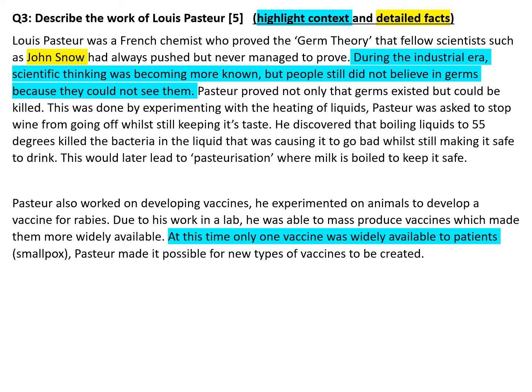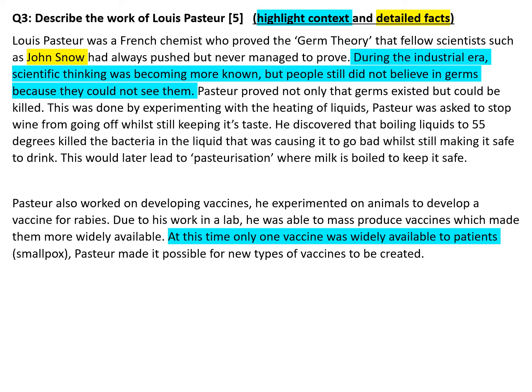Louis Pasteur was a French chemist who proved the germ theory that fellow scientists such as John Snow had always pushed but never managed to prove. Actually, all of that could be context if you're being really picky, because John Snow came before him. During the industrial era, scientific thinking was becoming more known, but people still did not believe in germs because they couldn't see them. Context.